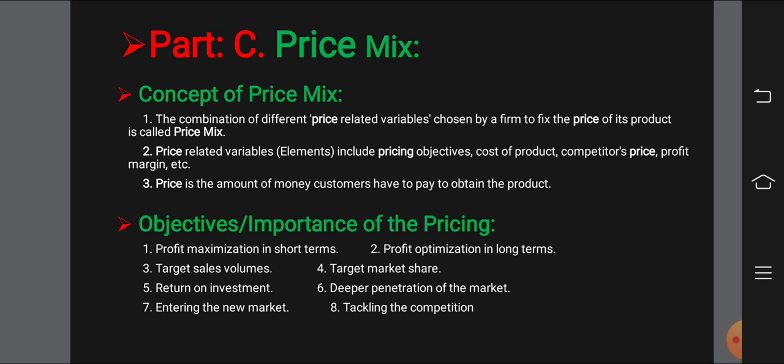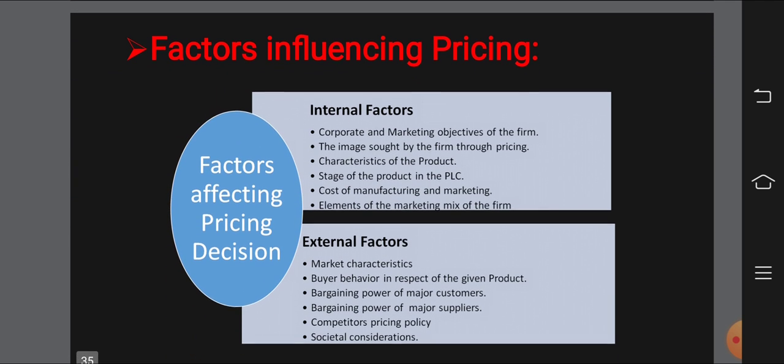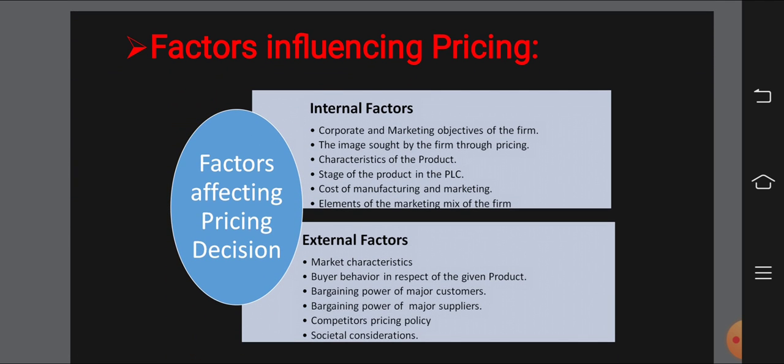With the help of the different pricing strategies or this price mix concept, a firm will be able to obtain all these objectives. And after this, we will move forward the factors. Next point is the factors influencing the pricing. Here two types of the factors will influence the pricing decision of a firm: the internal factors and external factors.